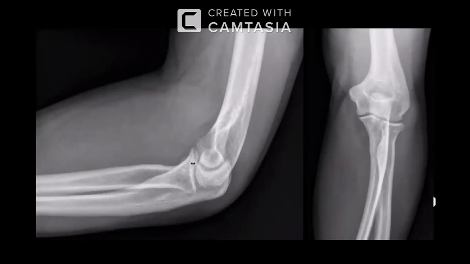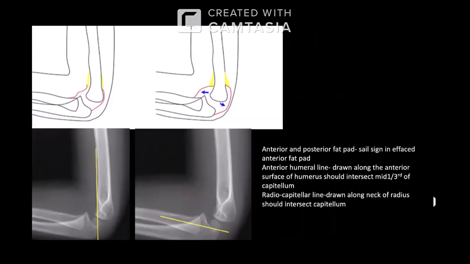Yes, in this case, very rightly pointed out, you can actually see the partial or minimally displaced fracture of radial head, and there is effacement or a positive anterior fat pad sign. So you did mention this, the anterior humeral line and the radiocapitular line. So very important, especially in cases of pediatrics, you should definitely measure this line.